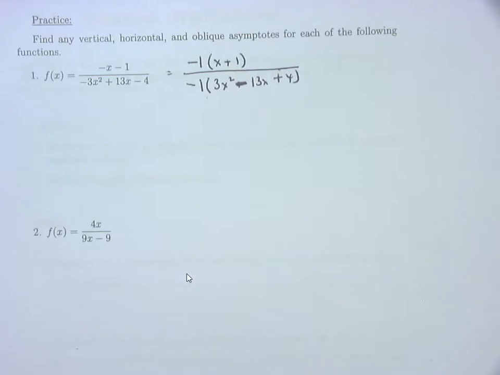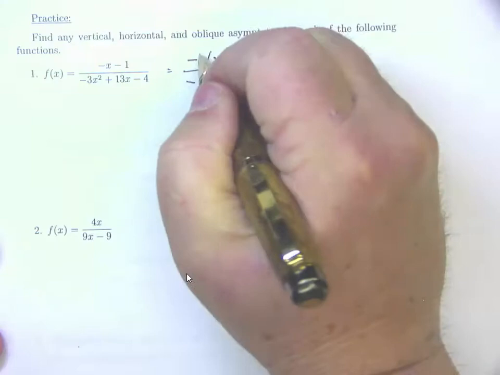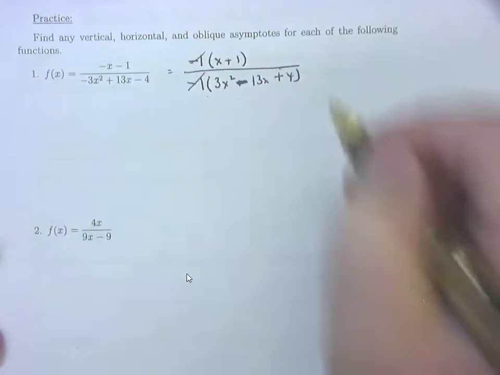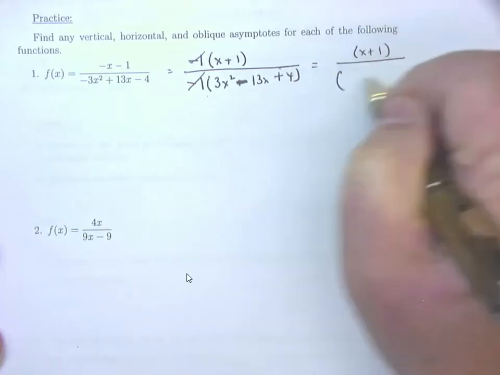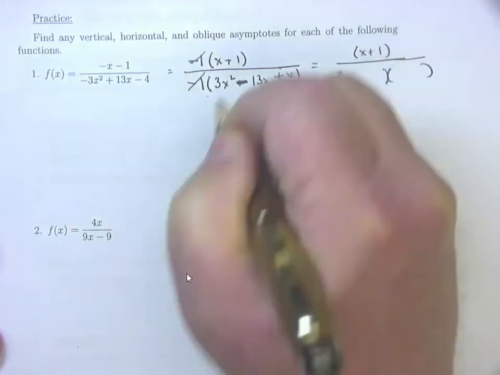Does that make sense? All right? But now, here you can clearly see, cleaning it up, the negatives cancel. That's actually nice. So this is equal to x plus 1 divided by, now let's factor the denominator. I got 3x squared minus 13x plus 4.